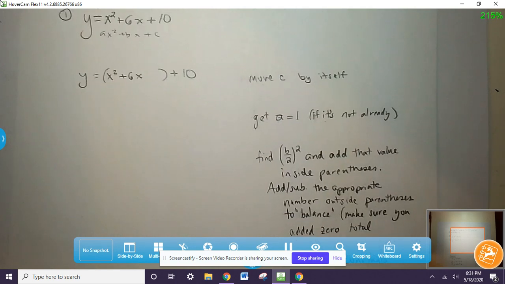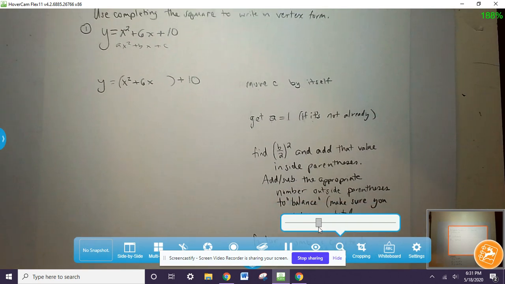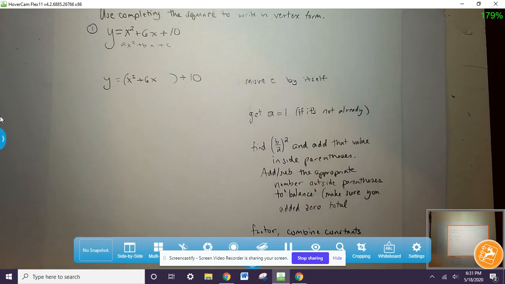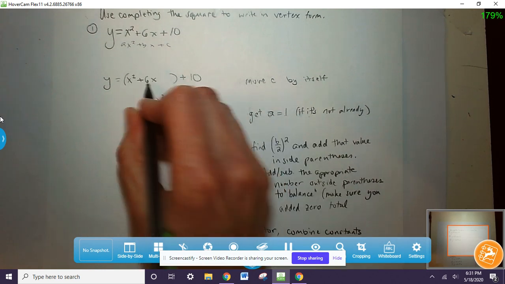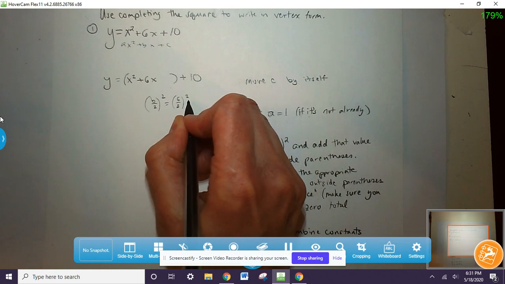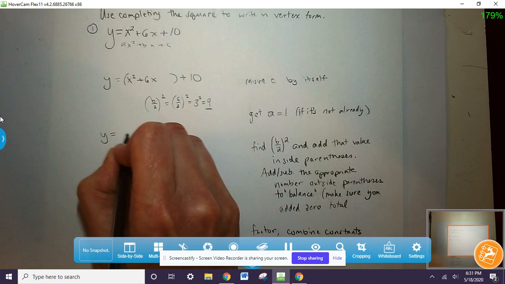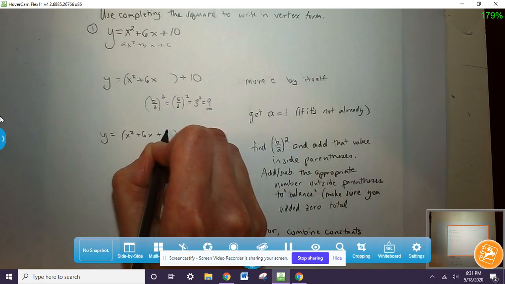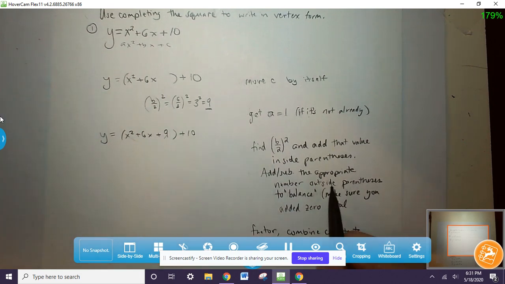Next, we're going to find b over 2. That's the magic number. You kind of have to memorize that as a formula. And once you find b over 2, you're going to add that number inside the parentheses. So b over 2 squared is going to be 6 over 2 squared, and 3 squared is 9. So that's the magic number. And what we're going to do is add that number inside the parentheses because now we can factor that trinomial. But I have to make sure that I've added 0 total.